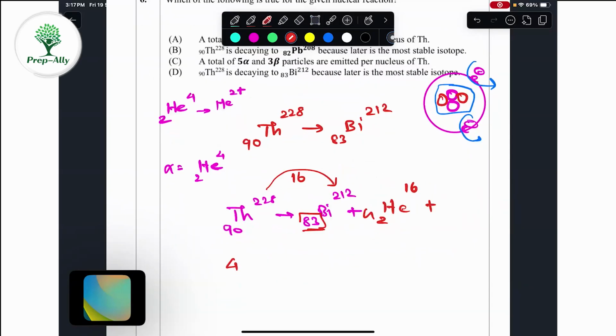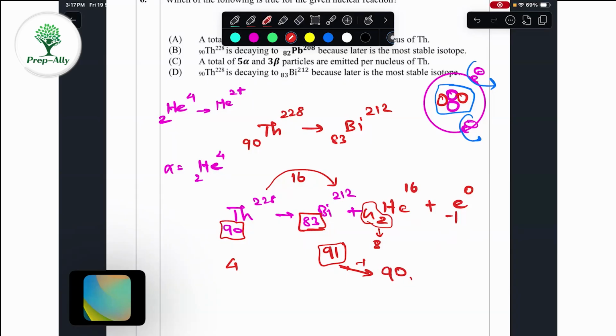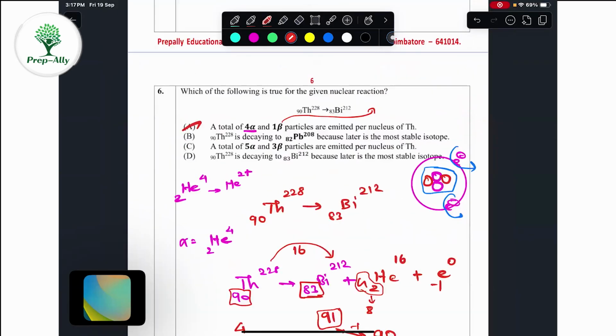Okay, see here, this is 83 and you have 4 twos are 8. 83 plus 8 is 91, right? So you should have 91 here, but the thorium nucleus has 90 protons. But here it is 91, how is it possible? So then you should include one beta particle. The beta particle will be -1, you have to add. So now you will get what? -1, 90. It is balanced, right? So the very first option is correct.